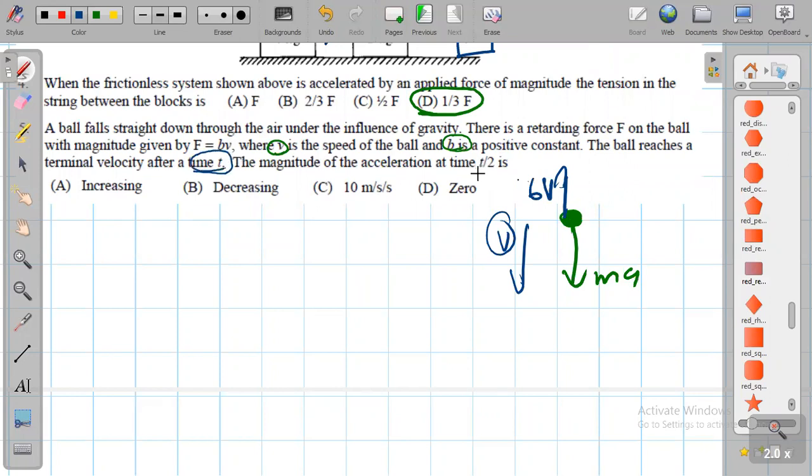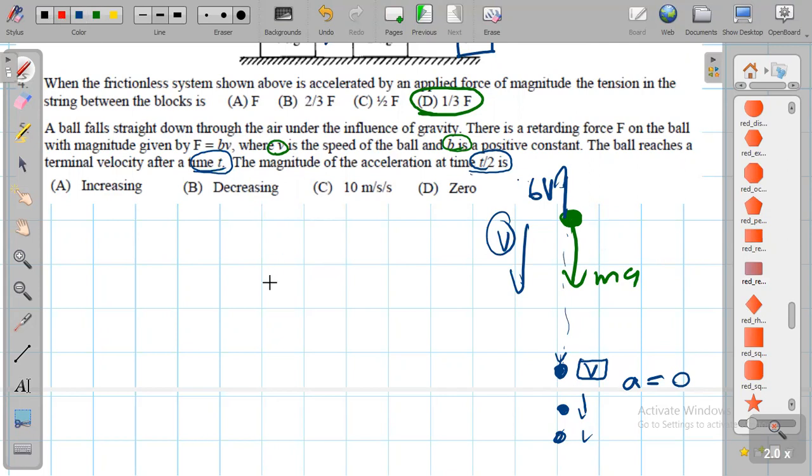The magnitude of acceleration at t over 2 equals what? Wow, that's a good question. You have to understand what terminal velocity is. Terminal velocity means the maximum possible velocity it can reach. After that, it is going to fall at the same velocity. That means the acceleration becomes zero here, right?